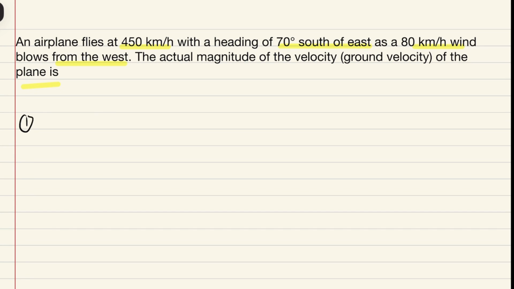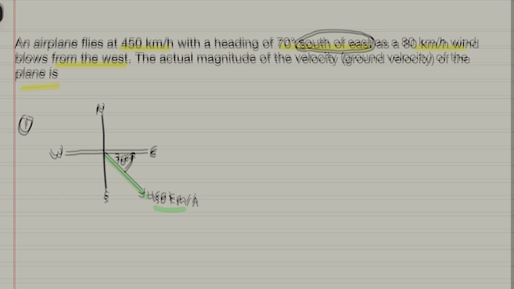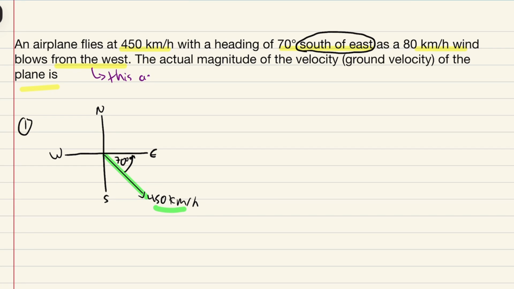So whenever it comes to any of these 2D relative velocity or motion problems, the first thing that I do is I always draw the situation or whatever's happening in the problem. Now with this, because they give us a coordinate that is two-dimensional, the 7 degrees south of east means that it's in quadrant 4 here. So my vector arrow of 450 kilometers per hour would be in between south and east.